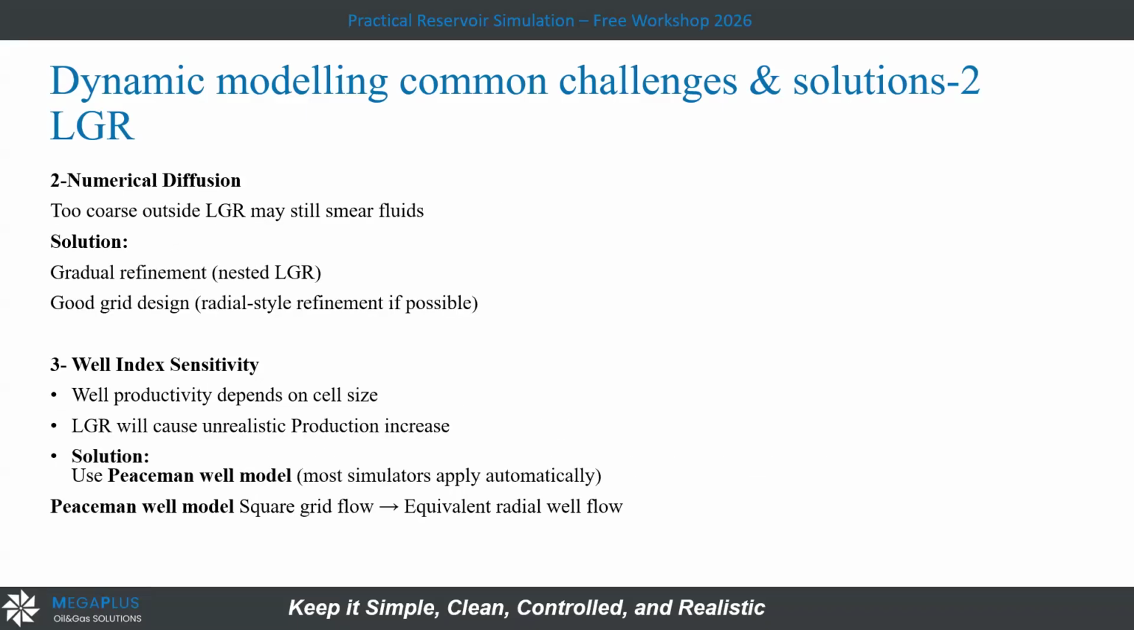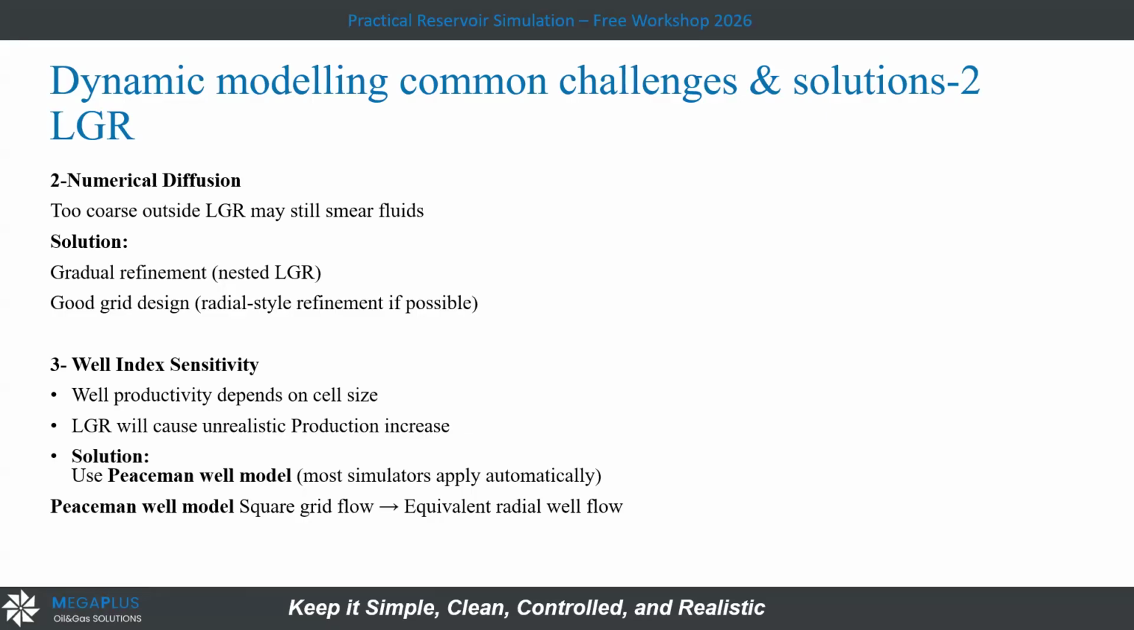Another thing is something called diffusion, or numerical diffusion. If you make coarse cells instead of refined or small cells, the neighbor cells could have a problem in their interaction with each other. So you have to take care about the keyword here: make it smooth. And of course the well index sensitivity. When we put a well in the simulation model, we have to take care that the productivity will depend on the cell size.